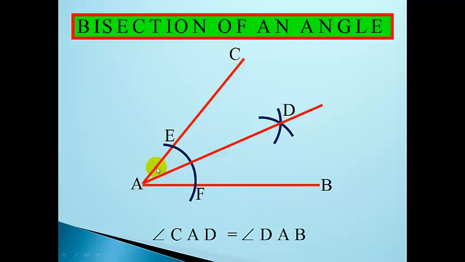Now angle CAD is equal to angle DAB because we have bisected the angle CAB into two equal angles. So angle CAD is equal to angle DAB.